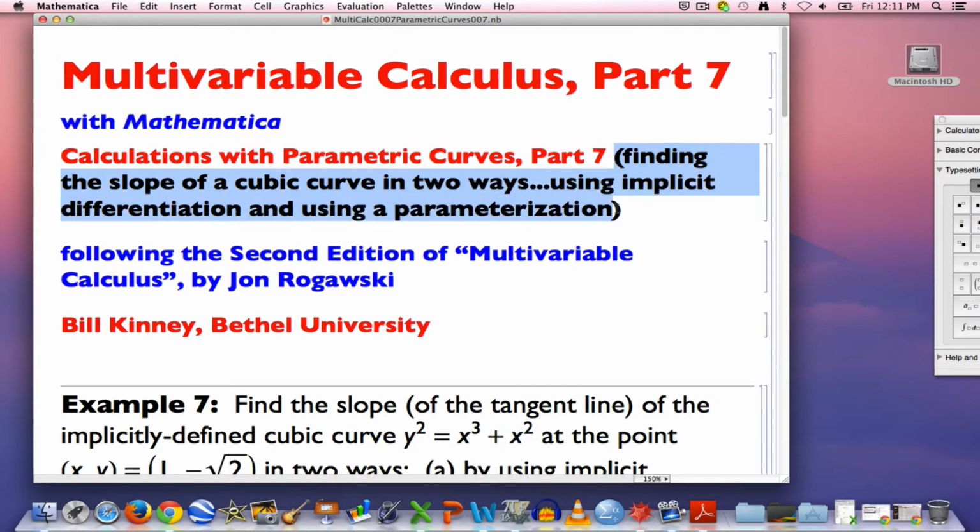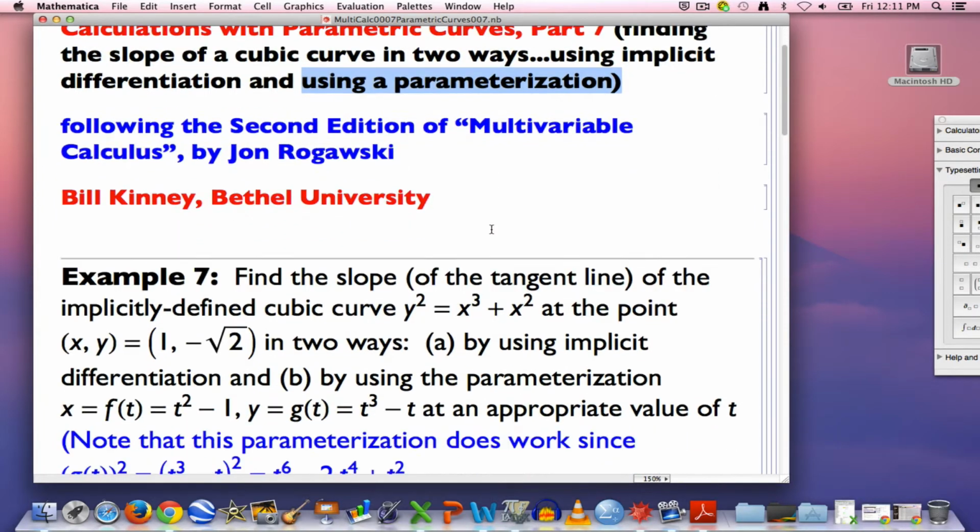In this video, we will be finding the slope of a cubic curve in two ways. One, using a method typically taught in Calculus 1 called implicit differentiation, and a second way using a parametrization of the same curve. And we'll see that we get the same answer.